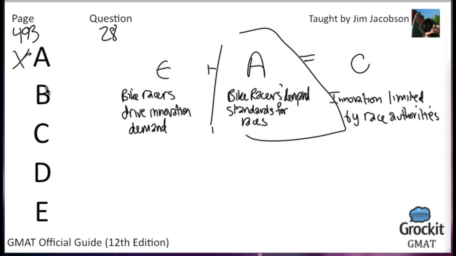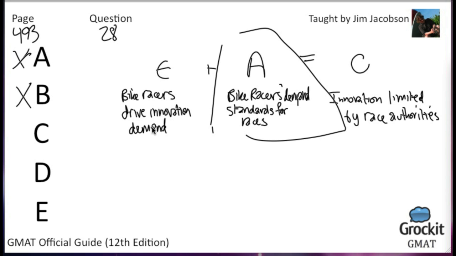Choice B, high-performance bicycles are likely to be improved more as a result of technological innovations developed in small workshops than as a result of technological innovations developed in major manufacturing concerns. This is one of those false splits where they create a dichotomy or a comparison that just doesn't exist in the passage. And that's certainly not going to be part of the assumption, because nobody mentions large manufacturing concerns versus small workshops. That can't be part of the assumption.